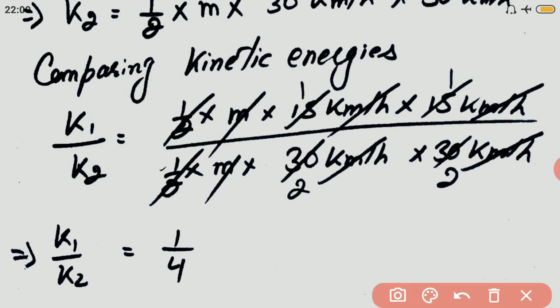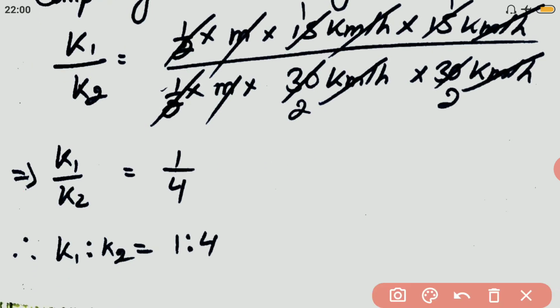Here you can see kilometer per hour cancels, kilometer per hour also gets cancelled, m and m also get cancelled, right? So this half and half is also getting cancelled. 15 1 times 15, 15 2 times 30. Hence the upper number, all have been cancelled, so I have remained with 1 into 1 into 1, that is 1. And the lower value, that is the denominator, is 2 into 2, which is 4. So after comparison I am getting 1 upon 4, which can be written in ratio format as K1 is to K2 equals 1 is to 4.